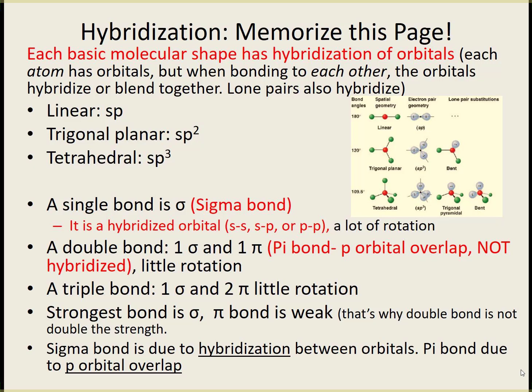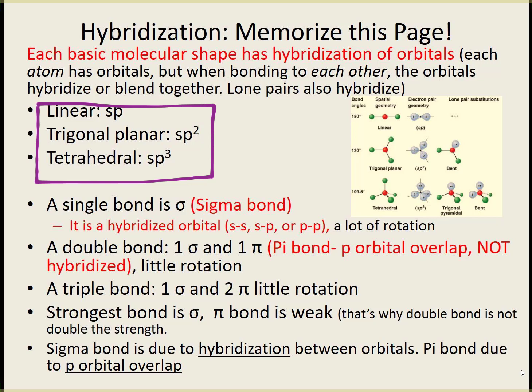They usually don't ask you to explain everything, they just ask you what it is. So what's in the box, that's what's important. When you have a linear shape, the hybridization is SP. When you have a trigonal planar shape, the hybridization is SP2. And tetrahedral would be SP3.